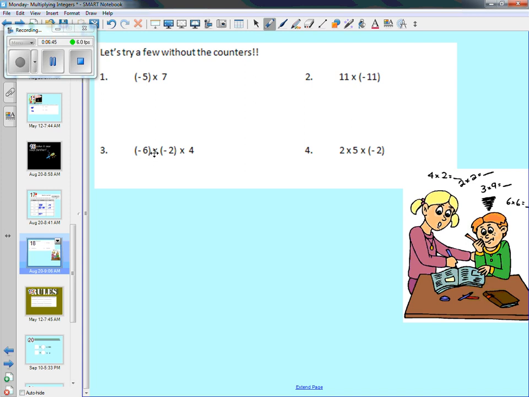So first I'll do negative 6 times negative 2. Now if you look at your integer rules, a negative times a negative is a positive. So negative 6 times negative 2 is going to be positive 12. And then I'll bring down this times 4. So the answer for this one will be 48. I want you to use that same rule, breaking up into one multiplication problem and then adding the other multiplication problem. Do that for number 4 also.